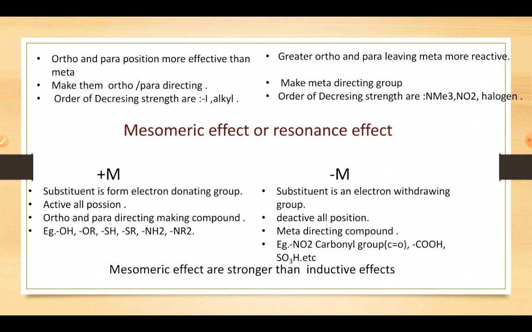The positive resonance effect activates all the positions, and the negative resonance effect deactivates all the positions. The positive resonance effect makes ortho and para directing compounds, and the negative resonance effect makes meta directing compounds. Positive effect examples are OH, OR, SH, SR, NH2, NHR.